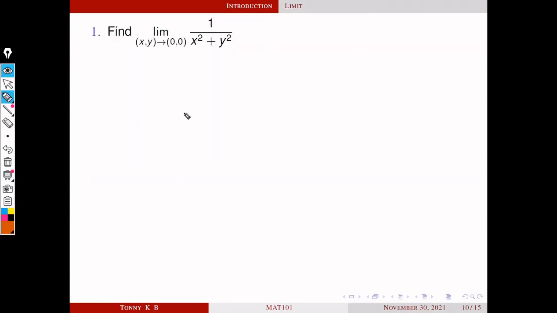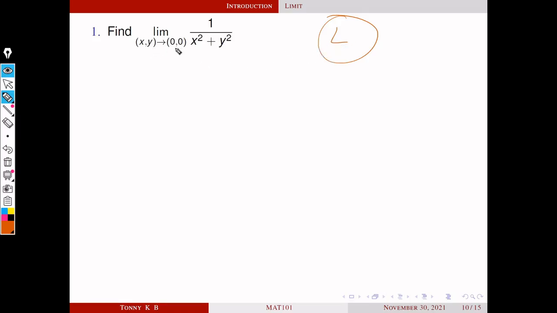Okay, consider this problem. Find the limit as (x, y) tends to (0, 0) of 1 by x square plus y square. Okay, so we have to find that limit. What is the meaning, or what is the property, of this limit? Whenever (x, y) tends to (0, 0), whatever be the direction, this 1 by x square plus y square tends to somewhere, some number. Okay, that's the concept.